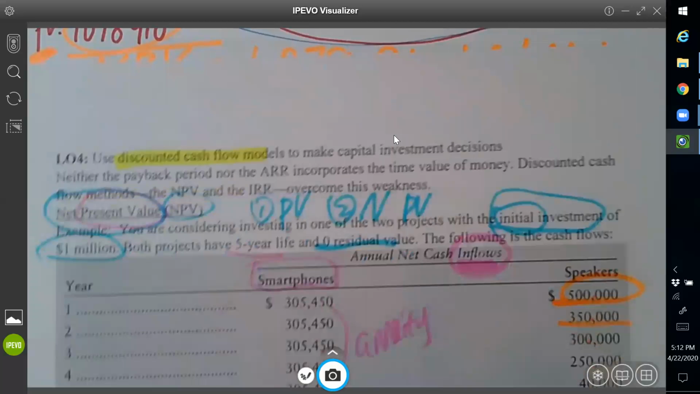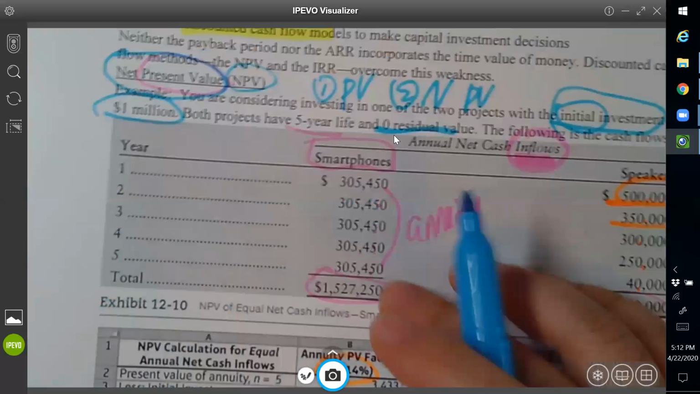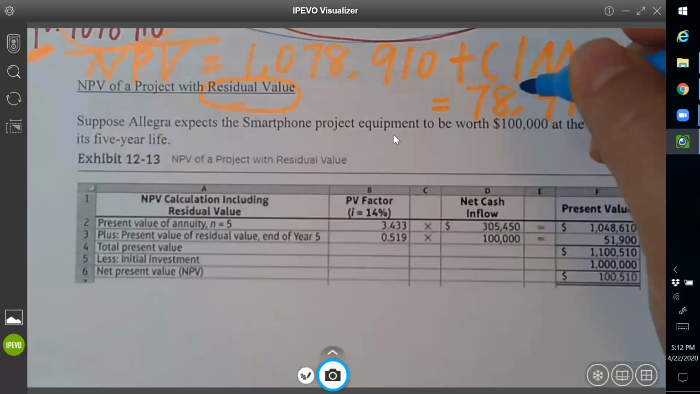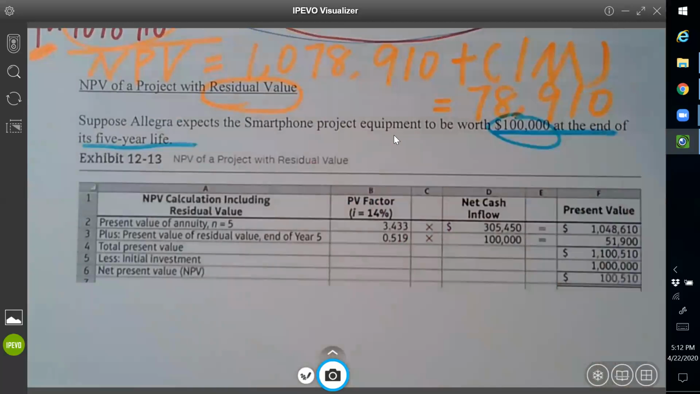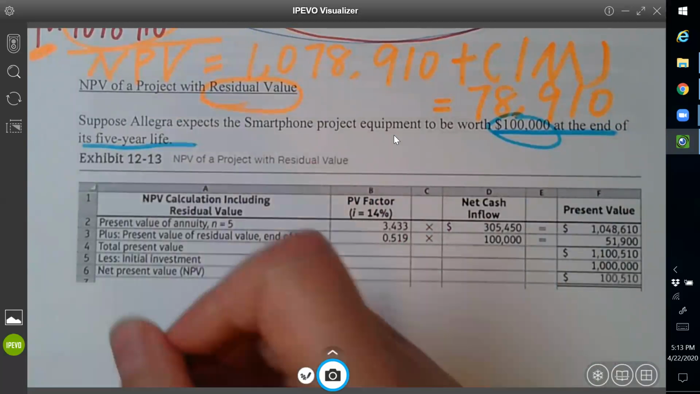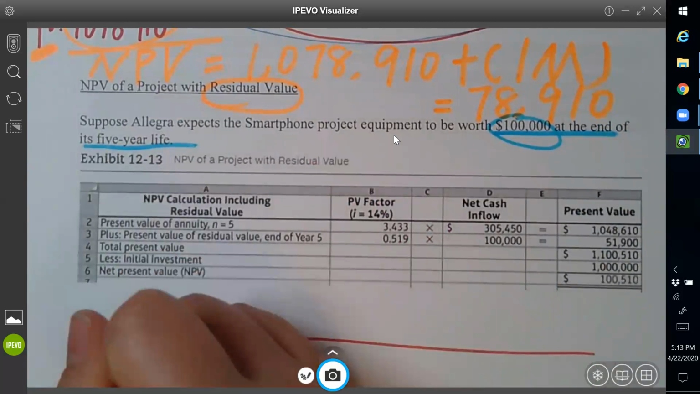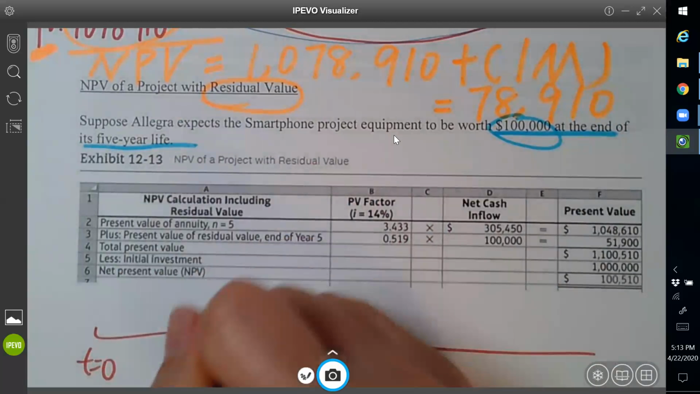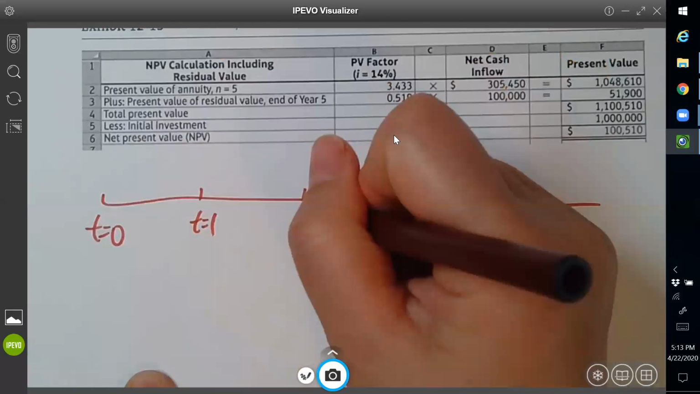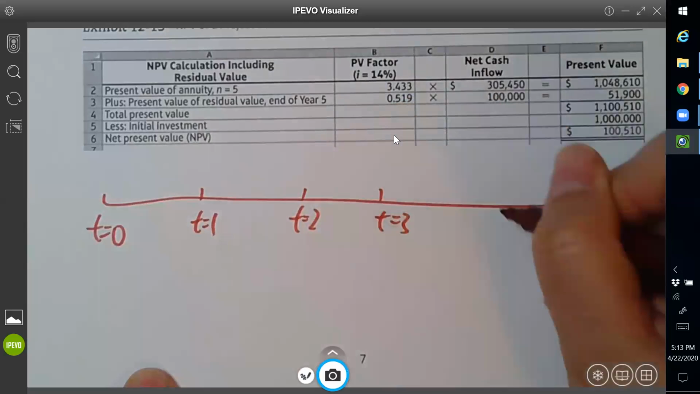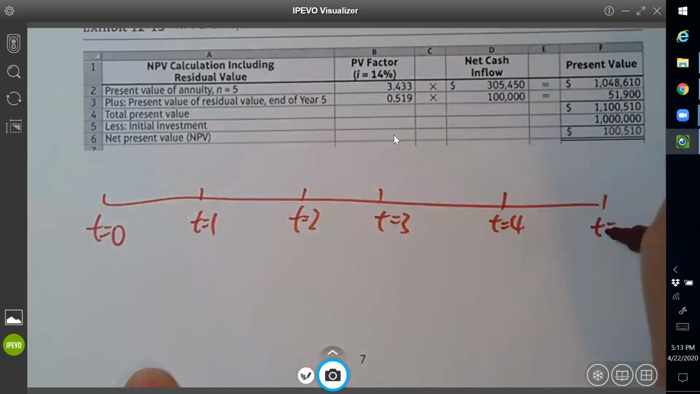So let's look at this example. We still use the smartphone, with the same numbers. The only difference is at the end of the 5th year, you can sell the building and the equipment, and get 100,000 back as the residual. So how do we do this? I still draw a timeline, and then we can compare the difference. So t equals 0, then t equals 1, 2, 3, 4, 5.